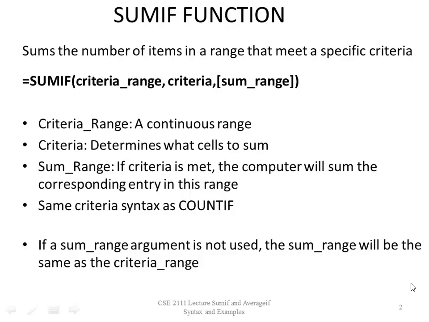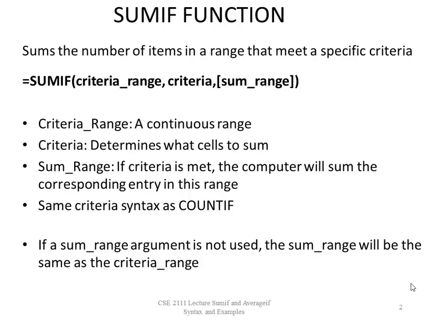The SUMIF function sums the number of items in a range that meet a specific criteria. Syntax: equals SUMIF, criteria range, comma, criteria, comma, sum range. The sum range argument is in brackets, meaning it is optional. If the sum range argument is not used, the sum range will be the same as the criteria range.